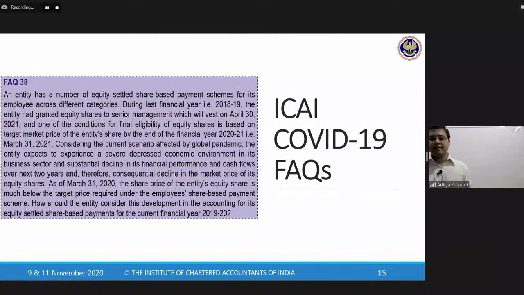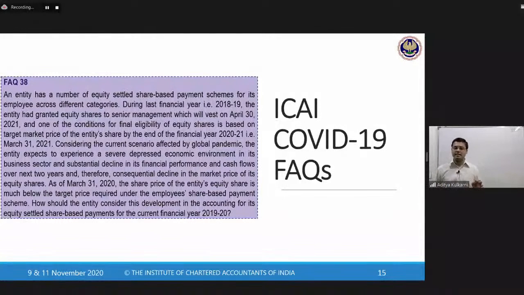An entity has a number of equity settled share-based payment schemes for its employees across different categories. During the last financial year, that is 2018-19, the entity had granted equity shares to the senior management, which will vest on 30th April 2021. All right. And one of the conditions for final eligibility of equity shares is based on the target market price of the entity's share by the end of the financial year 2021. That is 31st March 2021.